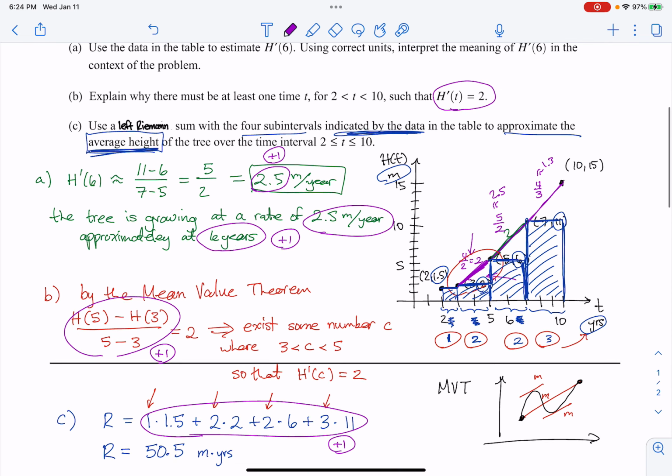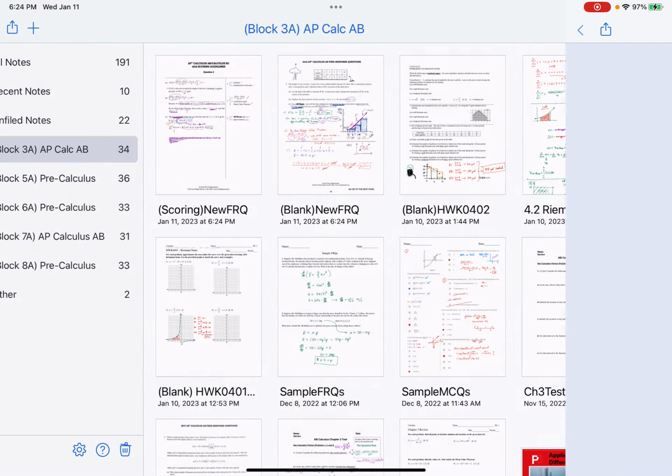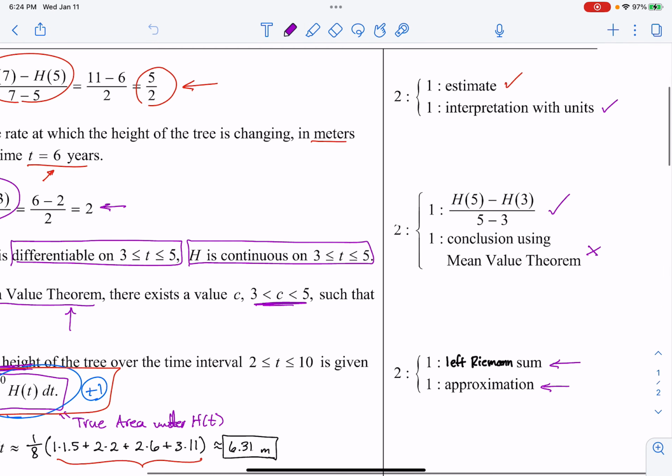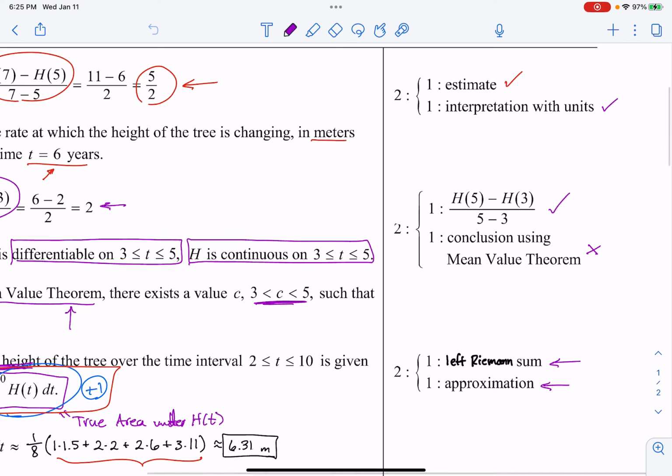So it looks like, let's see how many points were total here. We had 6 points total, right? And it looks like I got this one, got this one, got this one. I missed that mean value theorem, even though I did it correctly. You guys might be surprised.